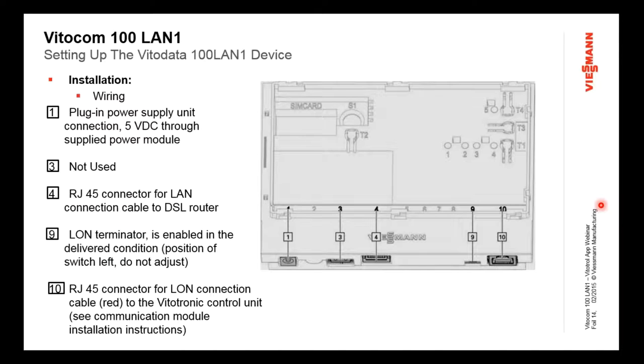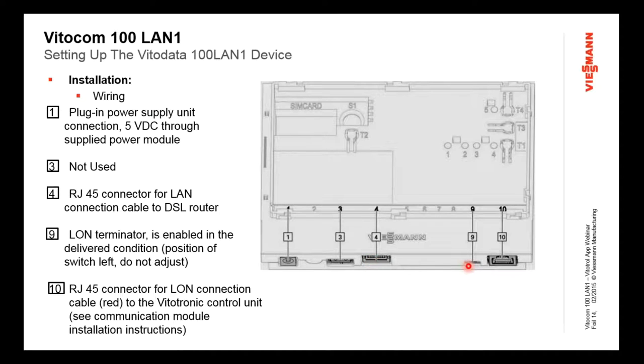Once we're inside, we can see the connections on the control. And we have wiring connections to the unit. We have the power connection. It comes with its own power supply, so that just plugs into the wall, and then the cable plugs into the connection down here. It has a USB connector, which currently isn't used. It's a port put on the thing for future possibilities where we might want a USB connection. We have the number 4 here, which is the LAN connection. So this is the connection between the router and the Vitocom LAN 1.